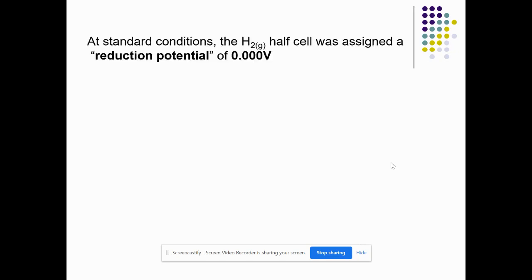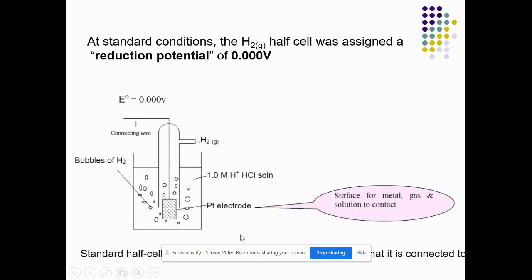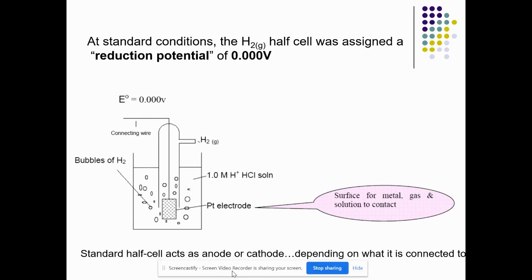And at standard conditions, the H2 half cell was assigned the reduction potential of 0.000, right? So if you look on your table, you see the potential of hydrogen is 0. That's just because they made the standard hydrogen and they just hooked up everything to hydrogen. So it's their potential relative to hydrogen. All right, so hydrogen is the standard and everything else is varied with that. So if you look at the bottom here, it acts as an anode or cathode. So again, everything's just standardized to our hydrogen.